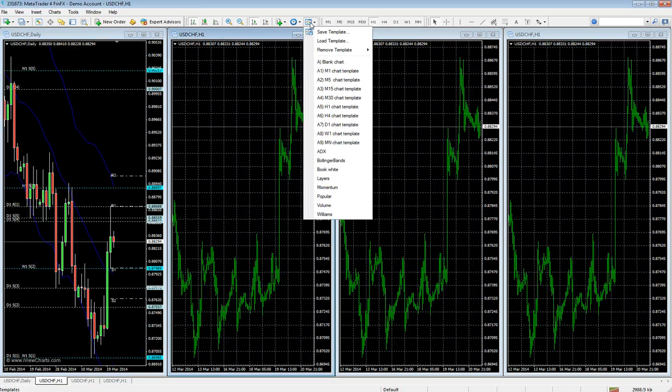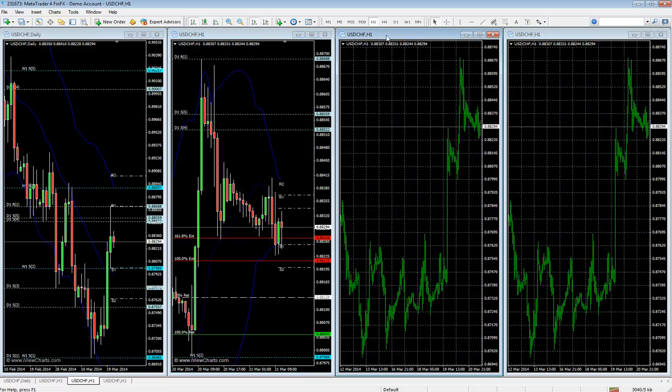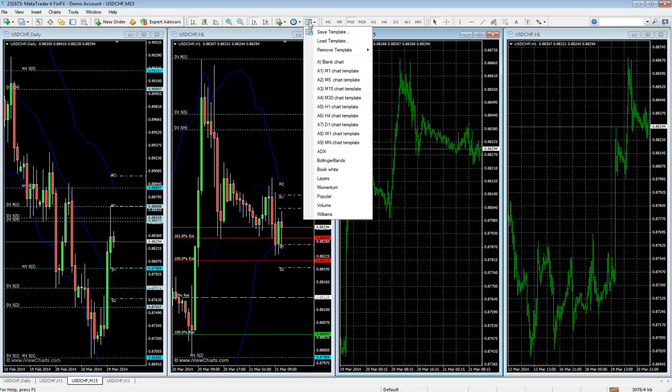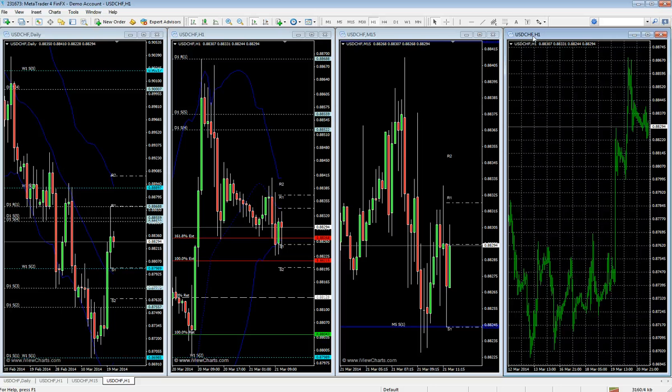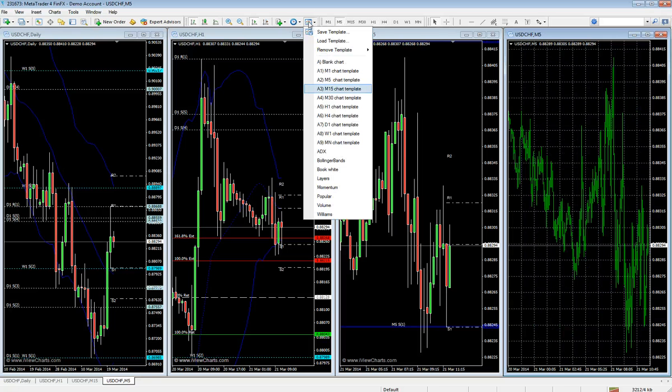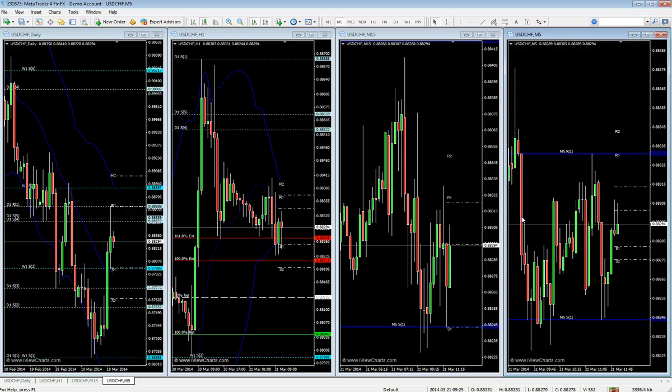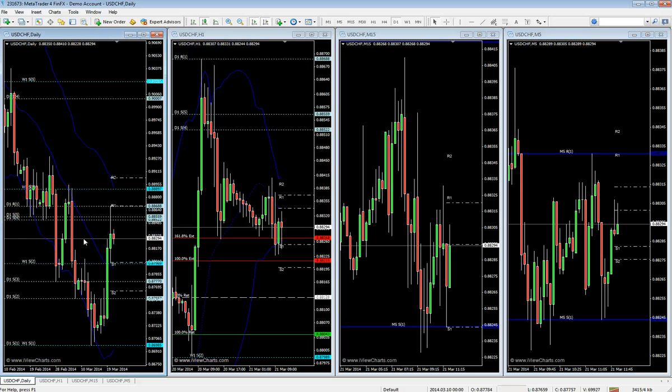Remember, there's a template for every time frame. On the hourlies, a different template. Then maybe the 15 minutes. Then finally, maybe the 5 minutes. So right now what I've got is the iView system working on different time frames. I've got the daily template here.